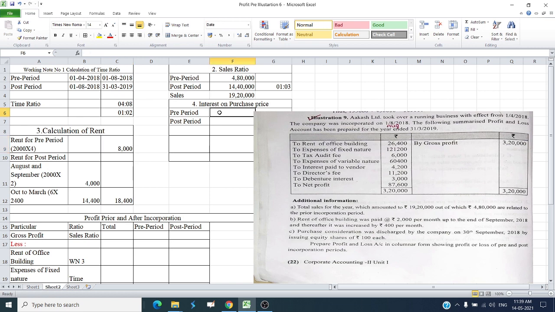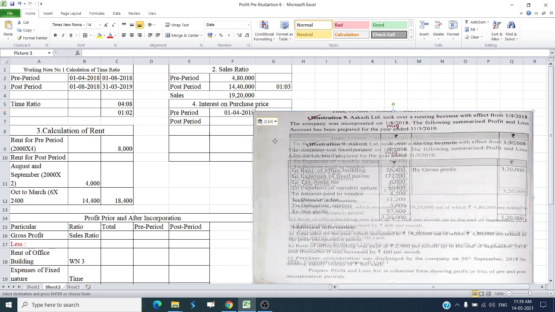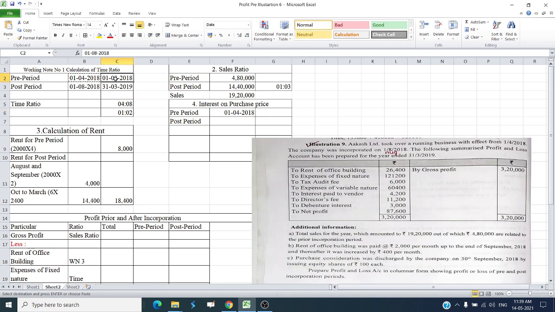Here we have to take the date for the pre period, that is 1/4/2018 to 1/8/2018. This means this is the 4 months.